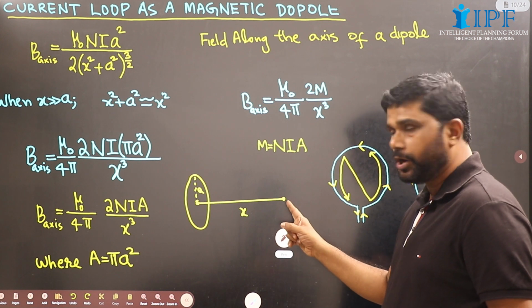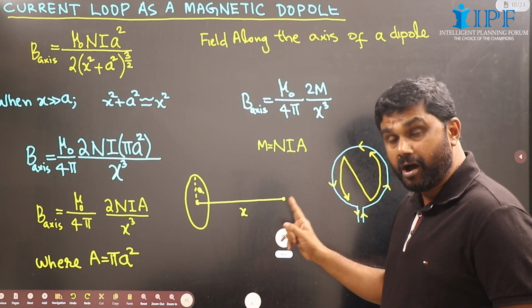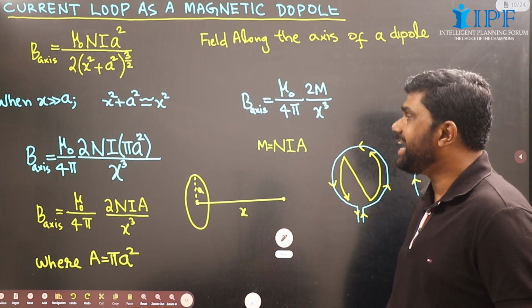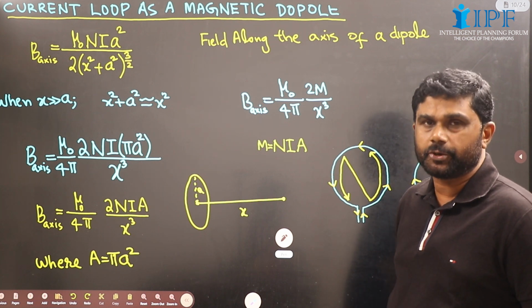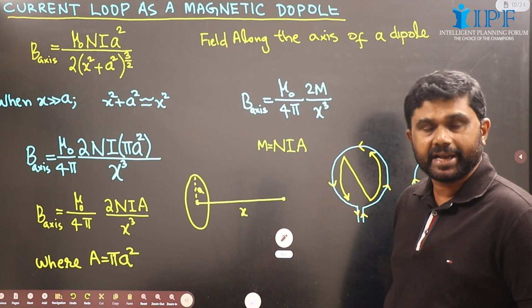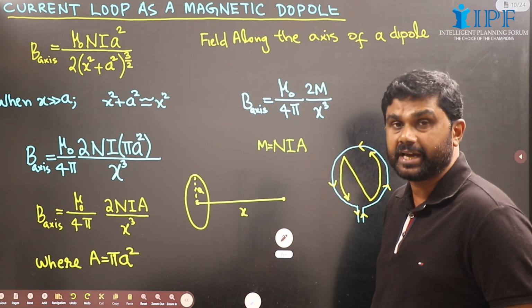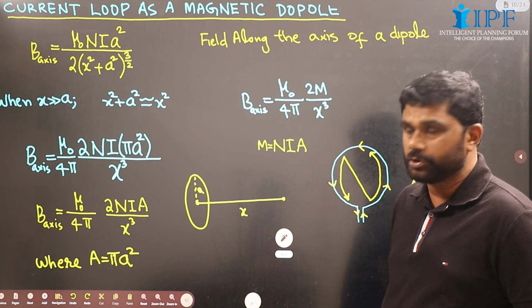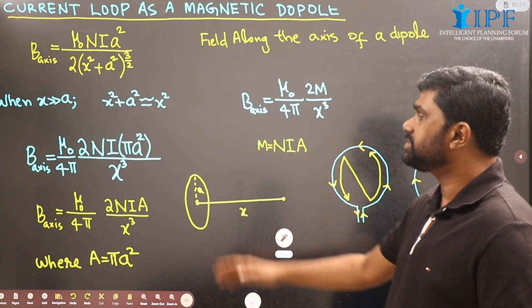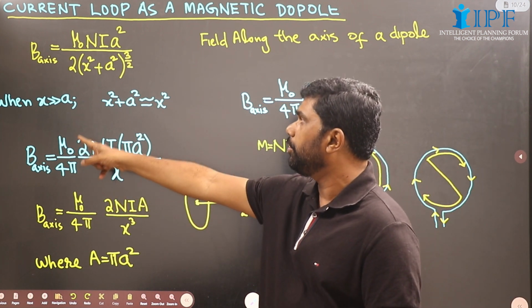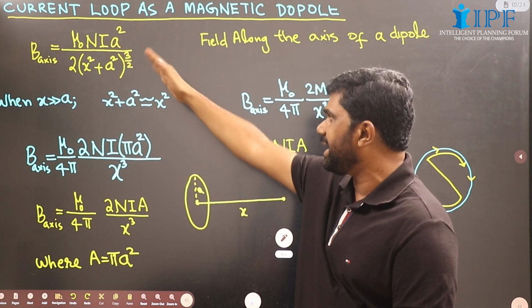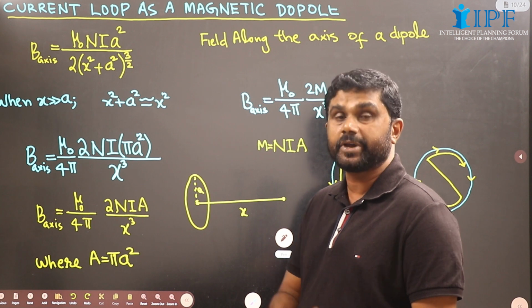Now suppose this point of observation is at a large distance from its center. Then a will be very small compared to x, and a square will be much smaller than x square. So x square plus a square will be approximately equal to x square, and then this equation will become mu 0 Ni a square divided by 2x cube, because a square can be neglected.